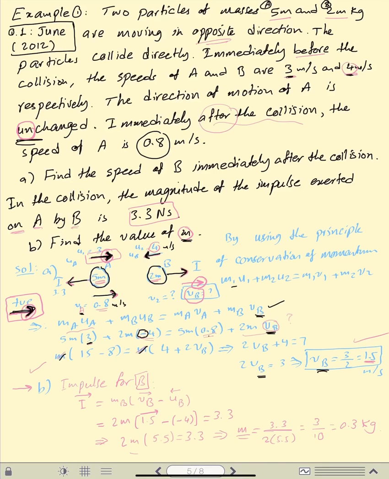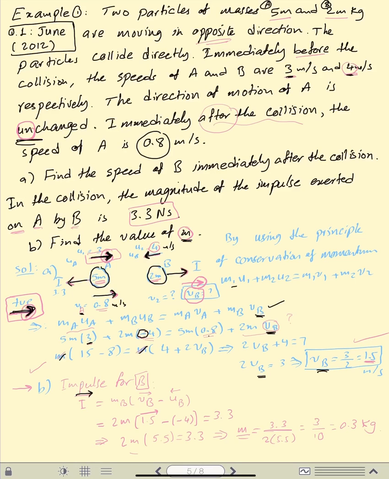In part B, we are free, dear students, but we follow what he wants exactly. He said find the impulse exerted on A by B. So the impulse of B is equal to the mass of B times V of B minus U of B. Impulse momentum principle, which is in the previous video. So you're just replacing the quantities given the information.